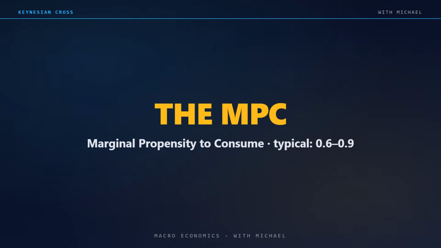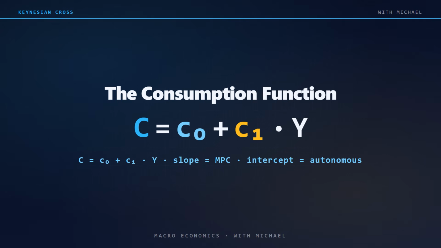So the consumption function looks like this. Consumption equals autonomous consumption, the part that doesn't depend on income, plus MPC times income. In symbols, C equals C0 plus C1 times Y. The slope of this line is the MPC. The intercept is autonomous consumption.